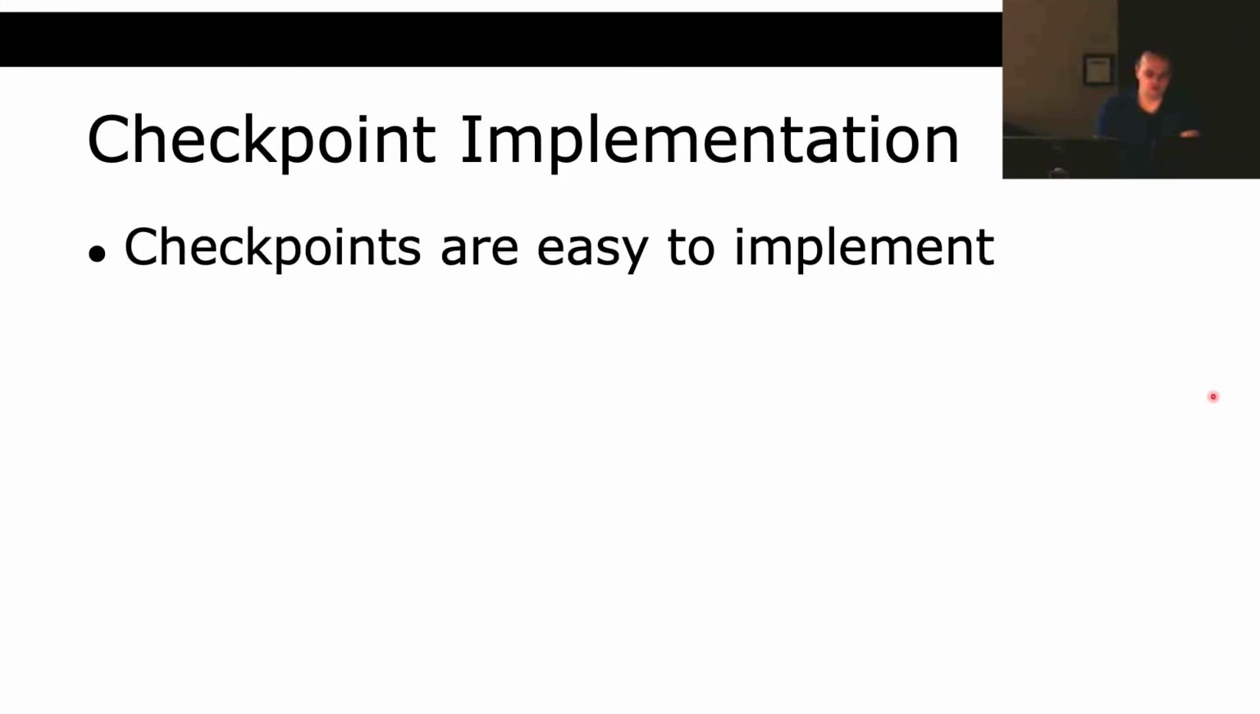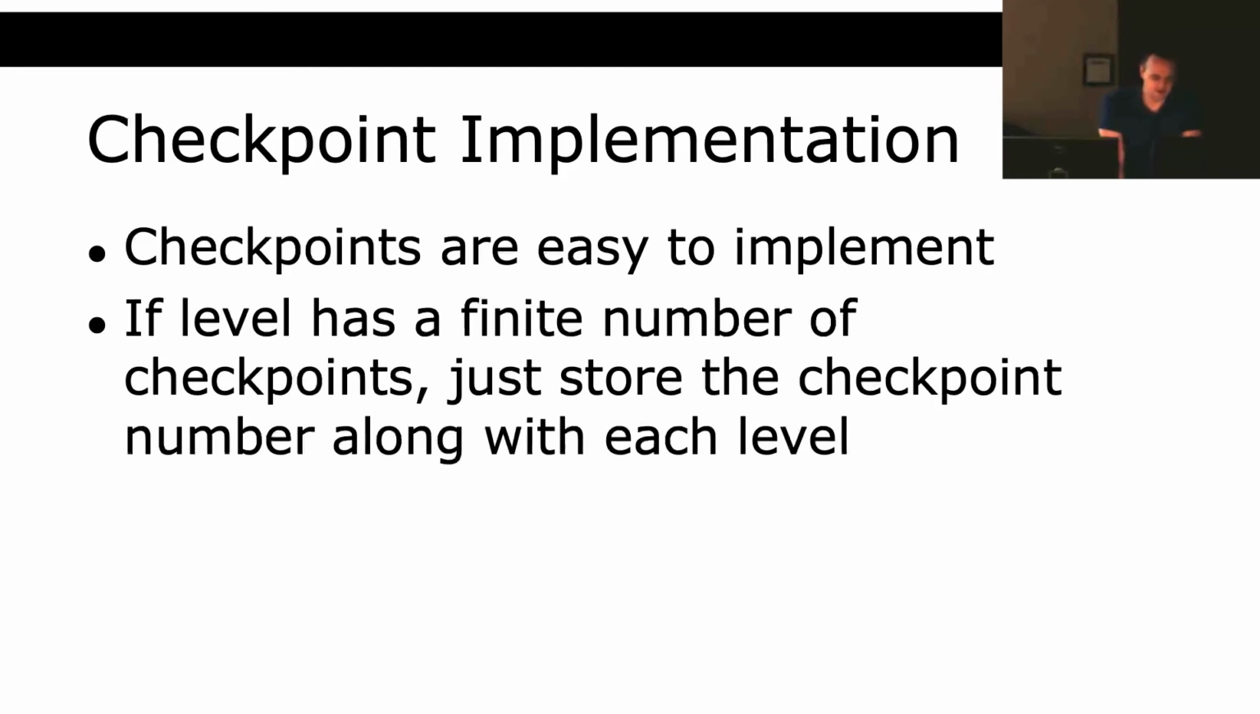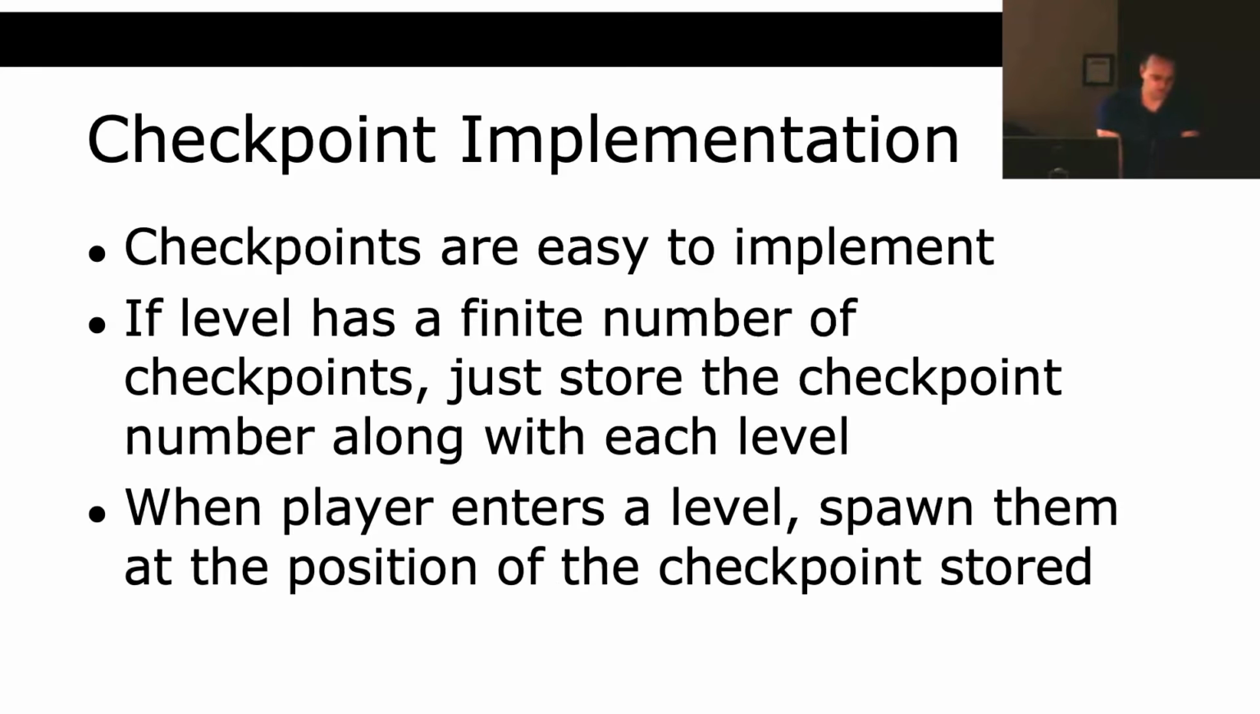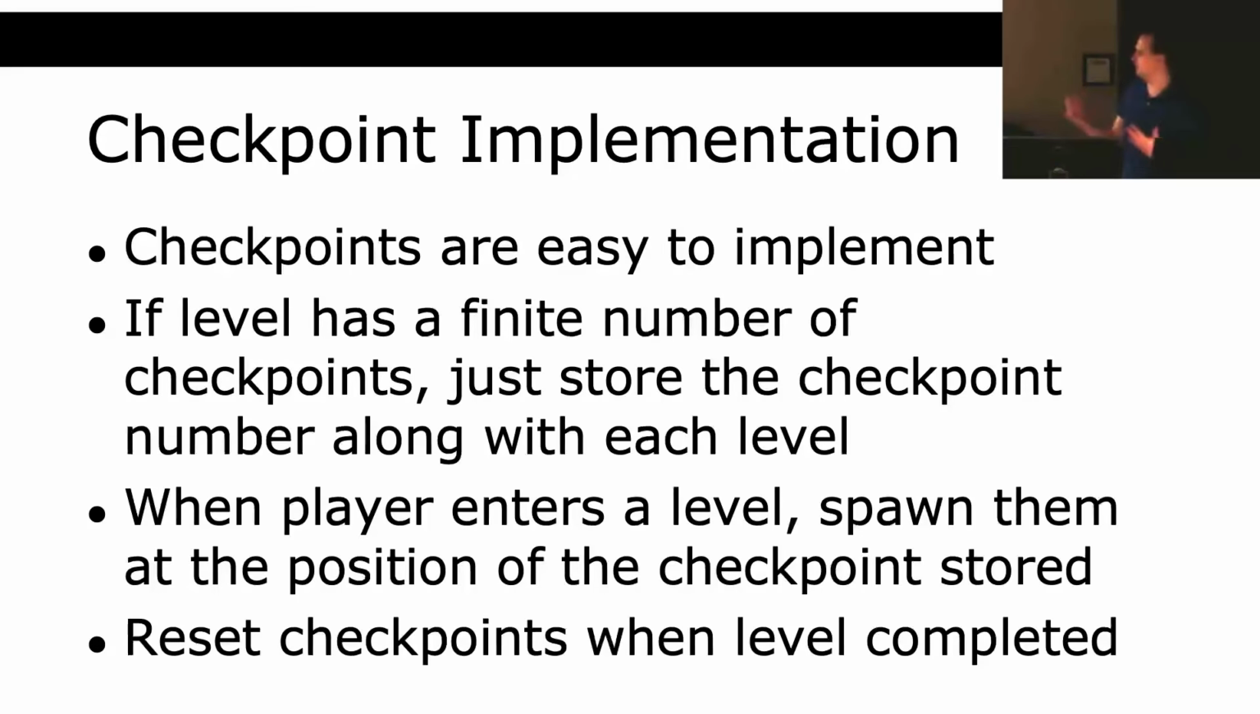So checkpoints are pretty easy to implement. If a level has a finite number of checkpoints, just store the checkpoint number, right? So I've got 3 checkpoints in my level. They last touched checkpoint 2. So in addition to saving the level number that we're on, I would also save the checkpoint number as well. And when a player enters a level, just spawn them at the position of the last checkpoint that they saved. And then when the level's completed, maybe you want to reset the checkpoints, maybe you don't.